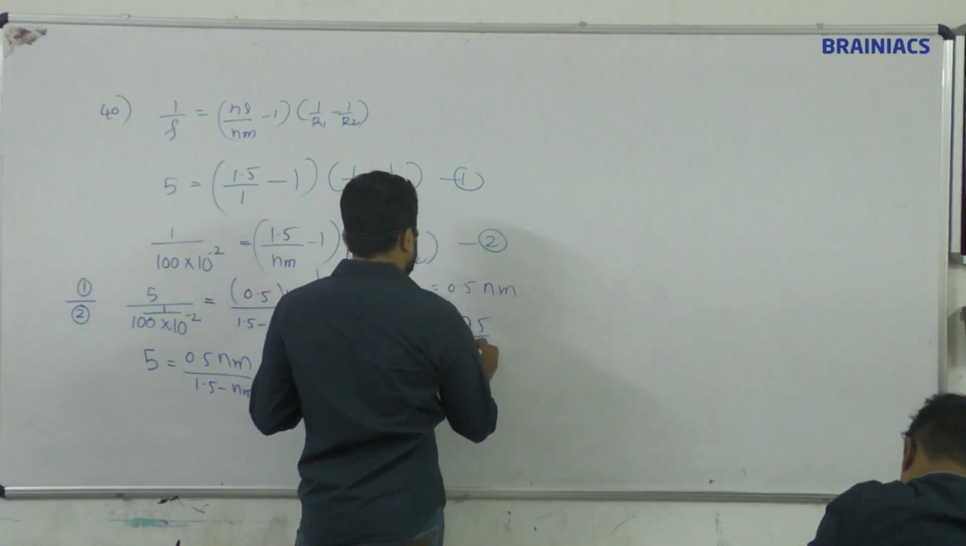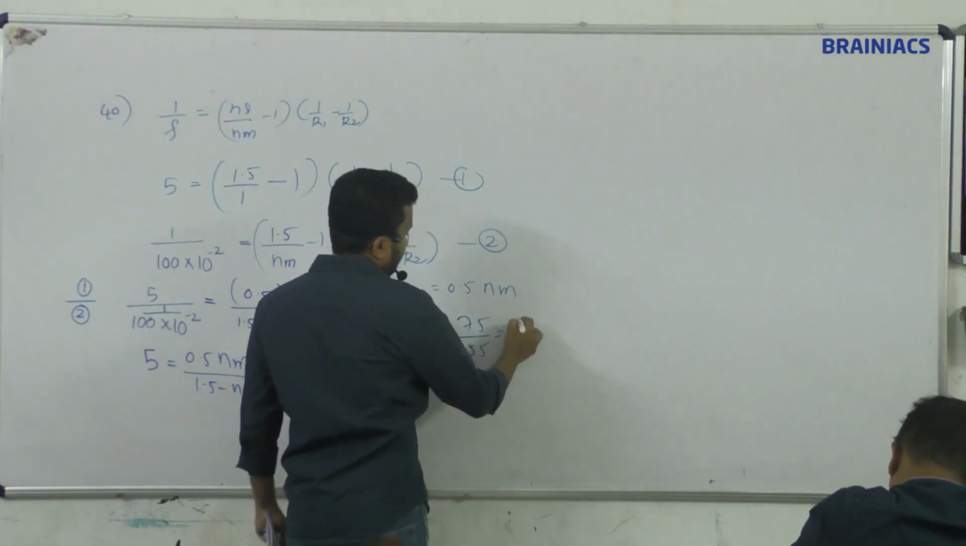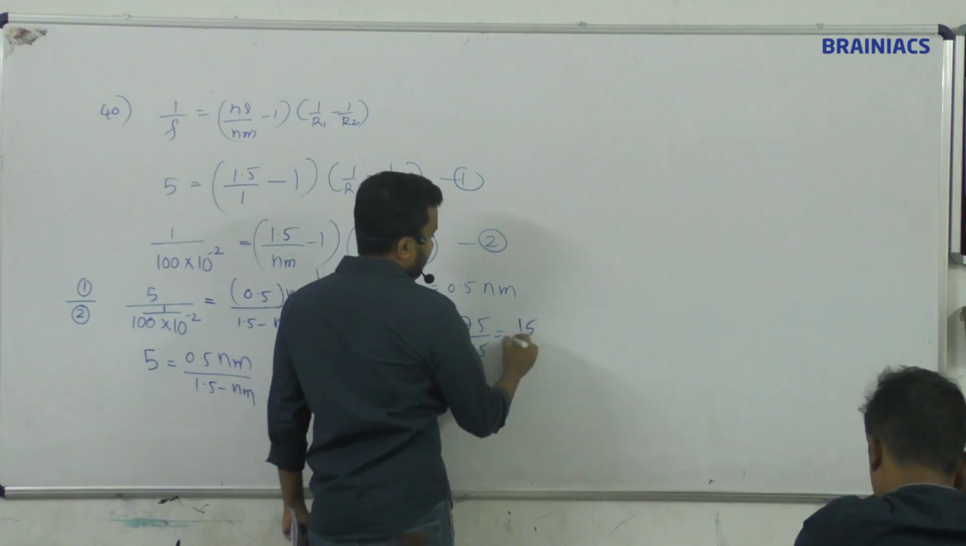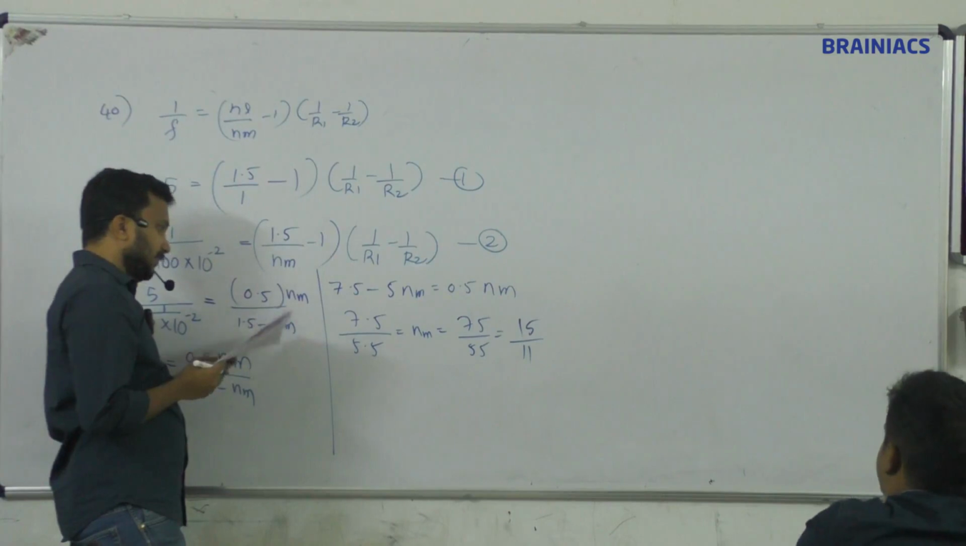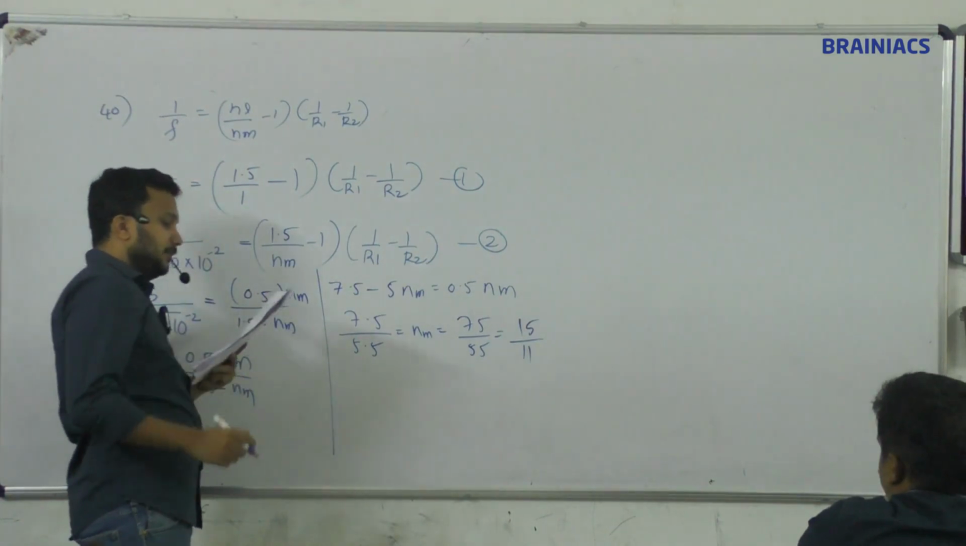75 divided by 55. 5 cut is 1, 25 is 15, 15 by 11. Correct? 15 by 11, the value is the same as which one?